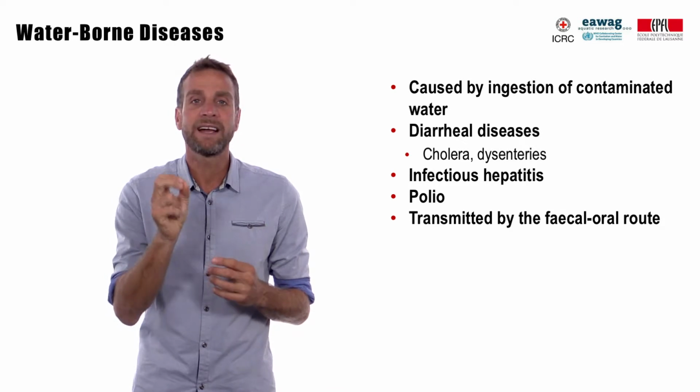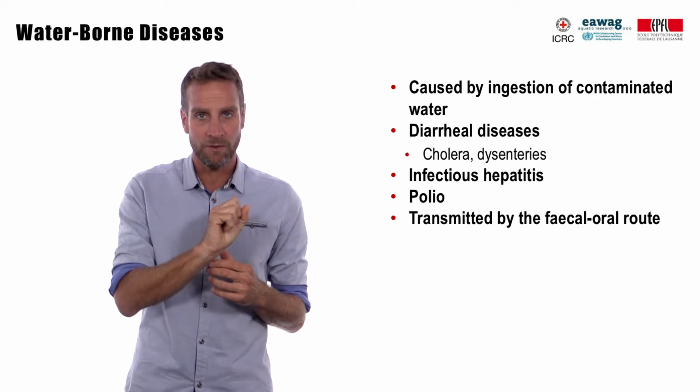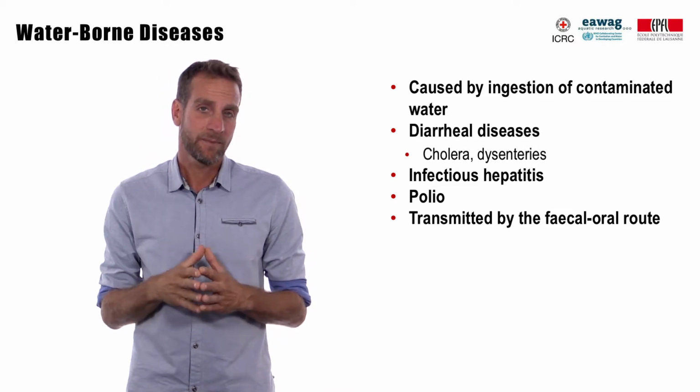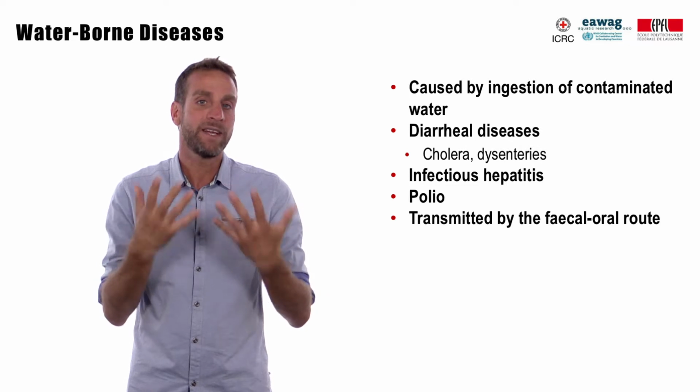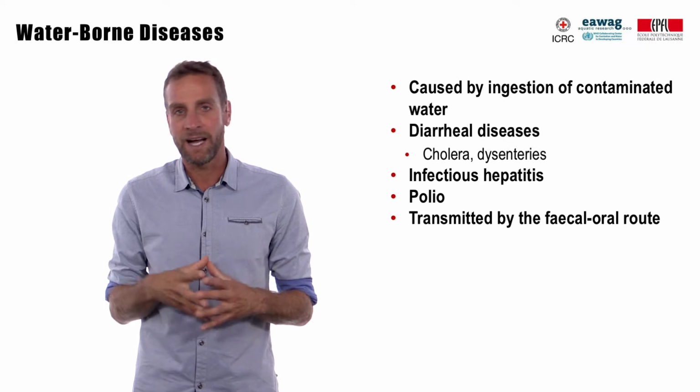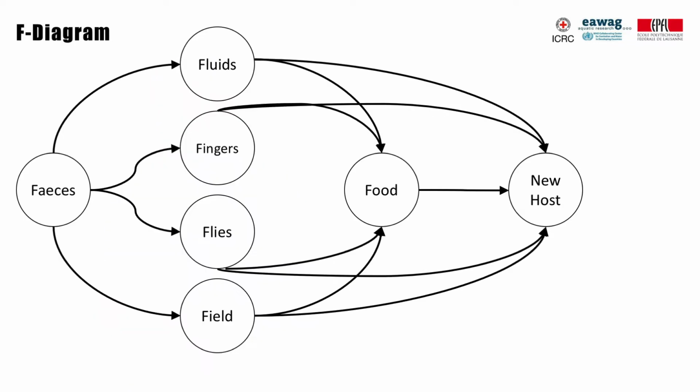That is to say, infections occurring when pathogens from the feces of a sick person are ingested by somebody else. There are many different pathways for the feces containing the pathogens to gain entry into the mouth, some direct and others indirect. The F diagram illustrates these main pathways. They are easily memorized as they all begin by the letter F: fluids, such as drinking water, fingers, flies, fields for crops and soil, and food.